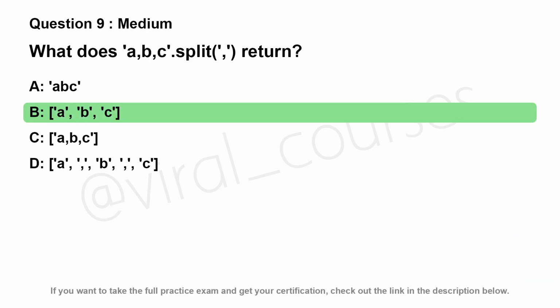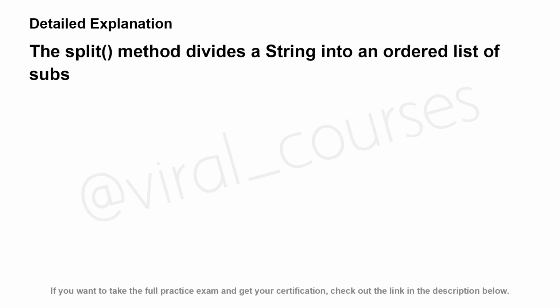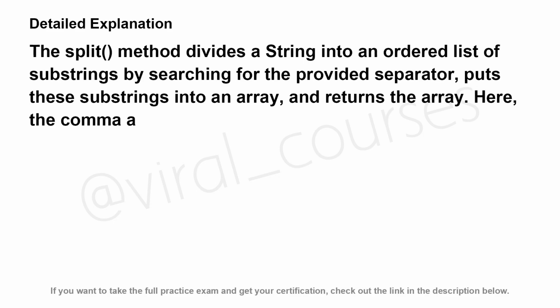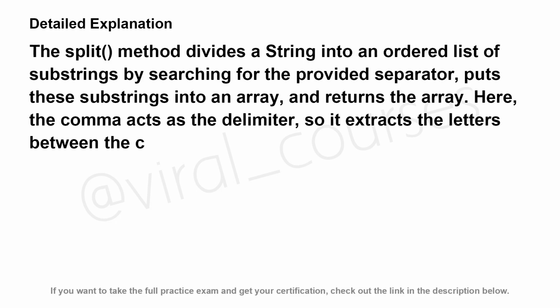The correct answer is B. The split method divides a string into an ordered list of substrings by searching for the provided separator, puts these substrings into an array, and returns the array. Here, the comma acts as the delimiter, so it extracts the letters between the commas into a 3-element array.